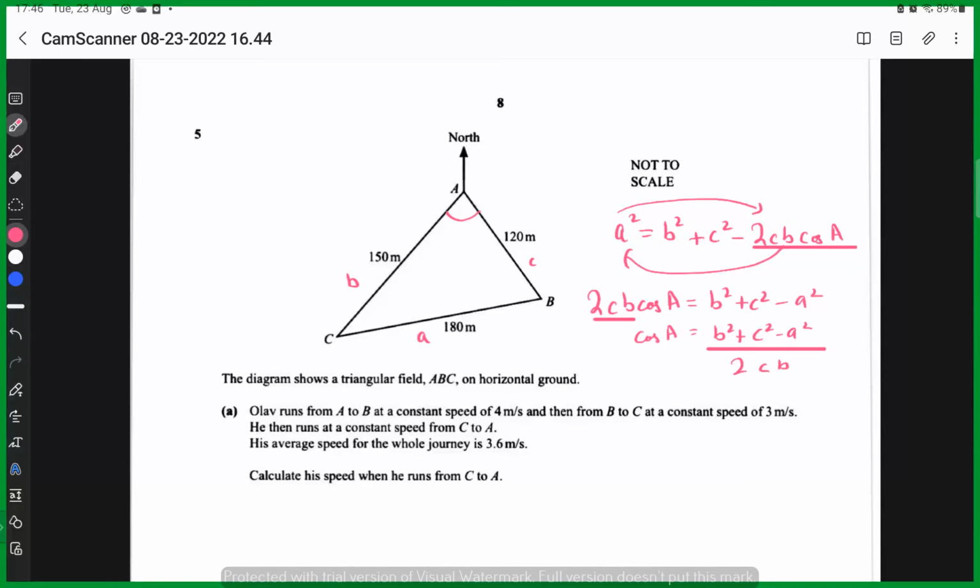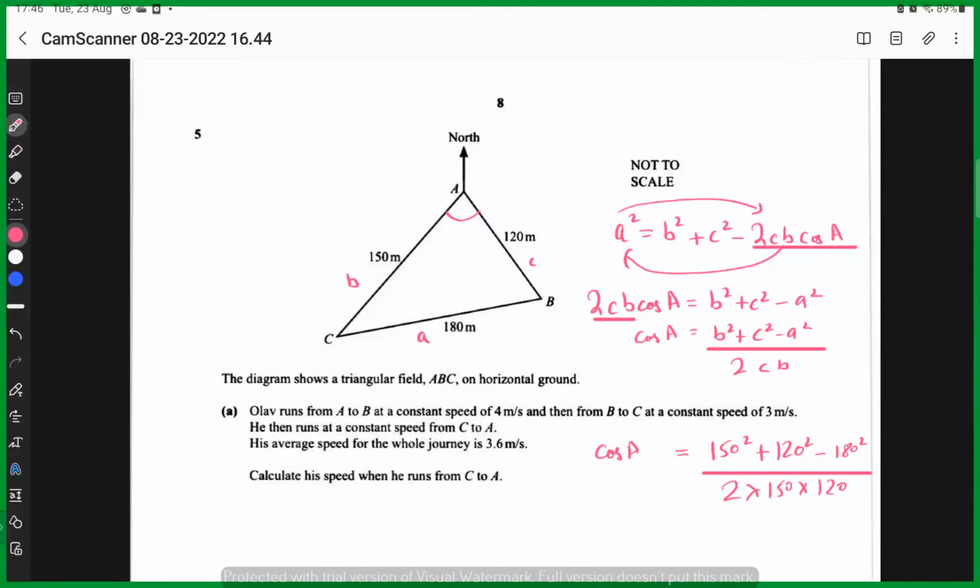And now I would be able to find the value of A. Okay. What is b squared? Let me write it down over here. b is 150. So 150 squared plus c is 120 squared minus 180 squared, divided by 2 multiplied by b, that was 150, multiplied by c, that was 120. Okay, let's use our calculators. 150 squared plus 120 squared minus 180 squared.